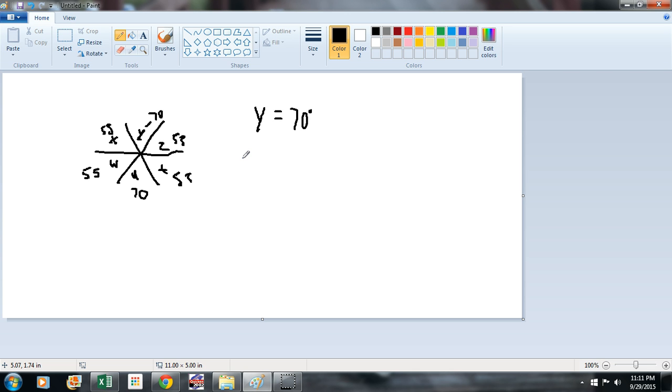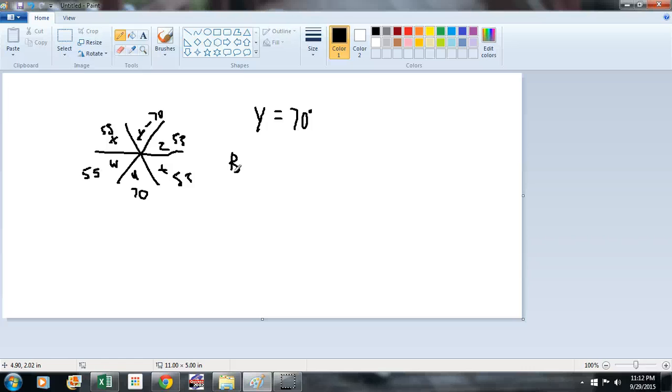Roman numeral number 2, Y equals W. Well, Y equals 70, and the vertical angle across it is 70, but W we've assigned is 55, so that's not true. And then Roman numeral number 3, Z equals T. Well, Z is 55 and T is 55. So our final answer and the correct one is answer B, for section 3, problem number 11.